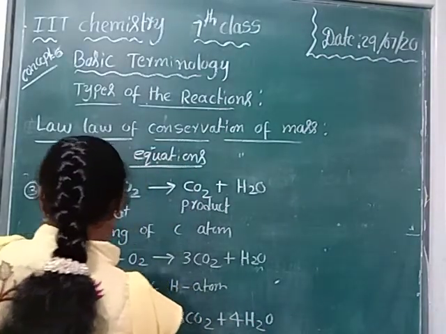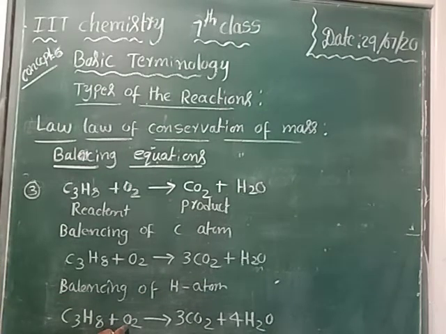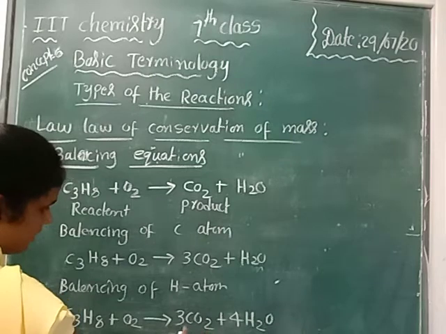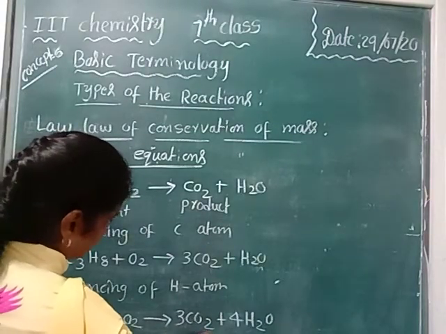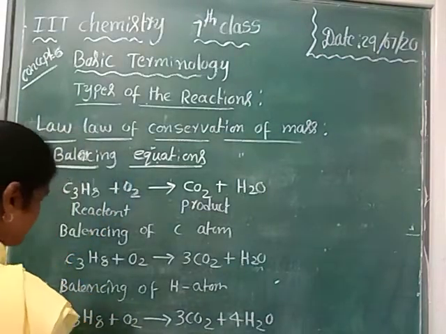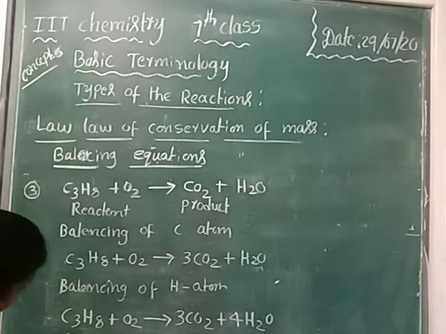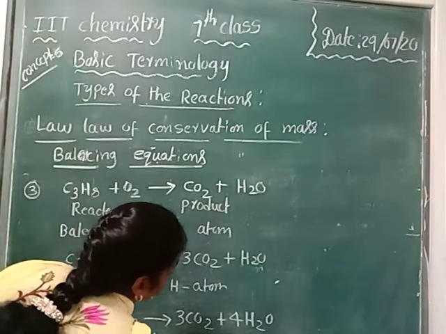After that, balance oxygen atoms. Carbon over, hydrogen over. Oxygen atoms: here how many oxygens are there? 3 times 2 is how much? 6. 6 plus 4 is 10 oxygens. But here 2 oxygens only. Here keep a 5, now this equation is balanced. So next, balancing of oxygen atom. Final equation.